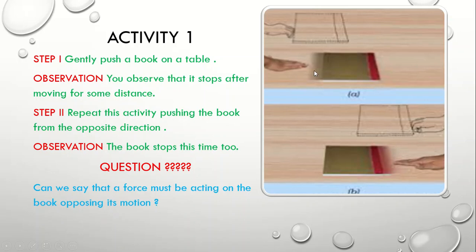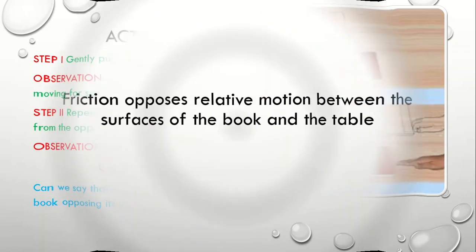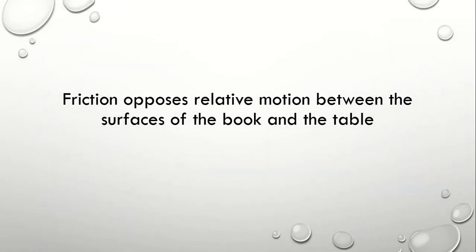Means when you push it first, you will find the book moves and it stops. The second time you push again, you will find the book stops this time also. So can you say that a force must be acting on the book opposing its motion? Your conclusion is that friction opposes relative motion between the surfaces of the book and the table. This is the conclusion: friction always opposes relative motion between the two surfaces in contact, and here the two surfaces were the book and the table.